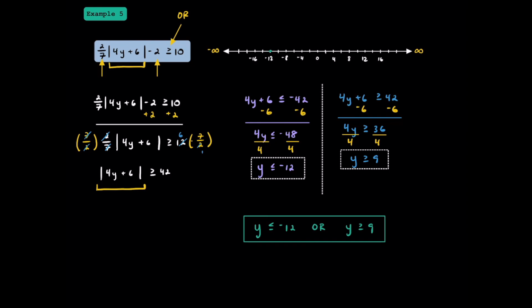Looking at a graph, we'll put a solid circle here on negative 12 and draw an arrow pointing to the left. And we'll also put a solid circle here at positive 9 and draw an arrow pointing to the right. This graph is a visual representation of all our possible solutions.